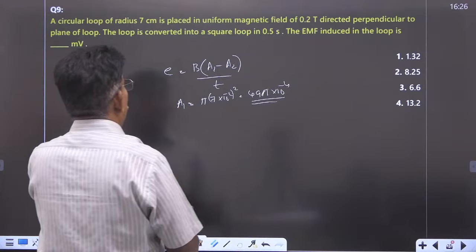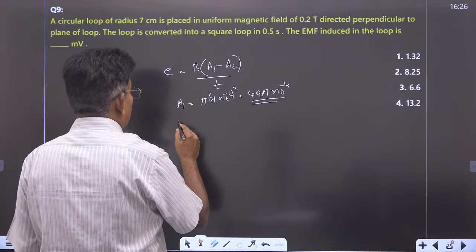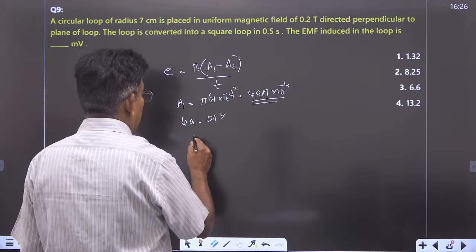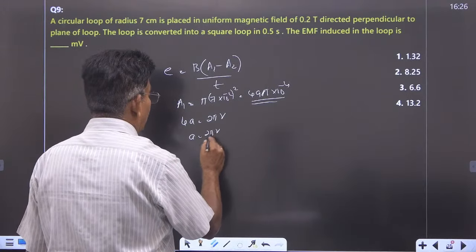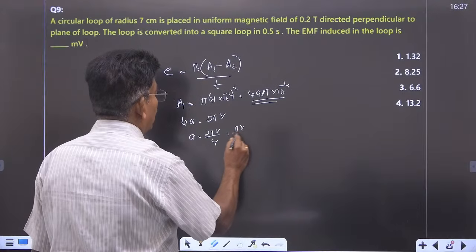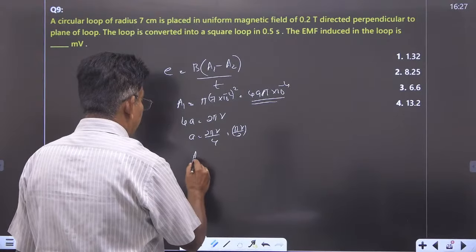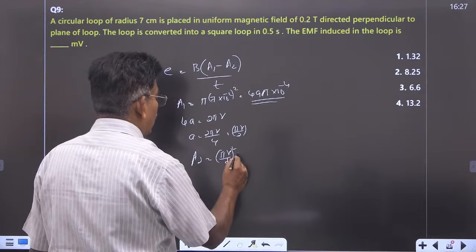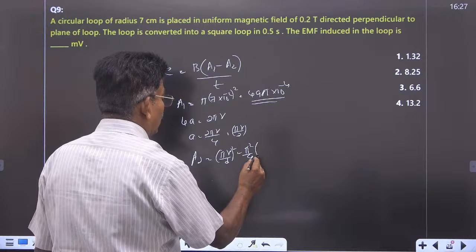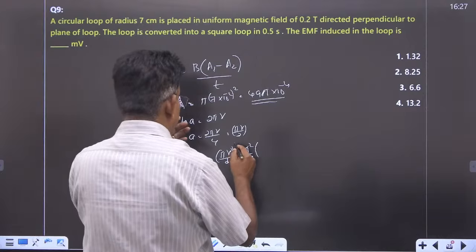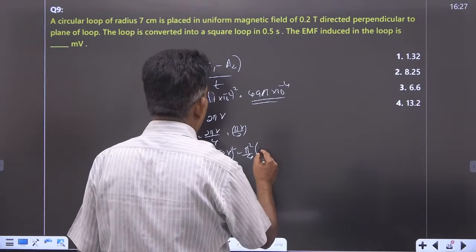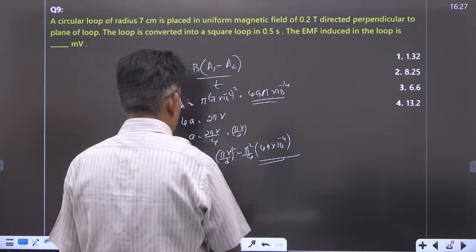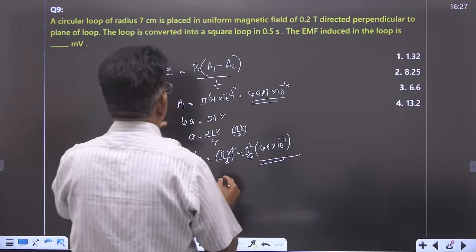We got it. Now this is changed into a square loop. So the total length of the square loop is 4a, and 4a is 2 pi r. That comes to be a equal to 2 pi r by 4, that is pi r by 2. Therefore, the area A2 of the square will be pi r by 2 whole squared, that comes to be pi squared by 4 into radius squared. Again, radius squared is coming to be 49 into 10 to the power of minus 4. Now we can substitute and get the answer.